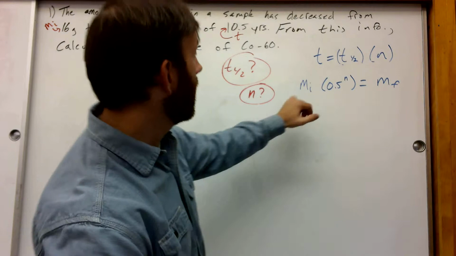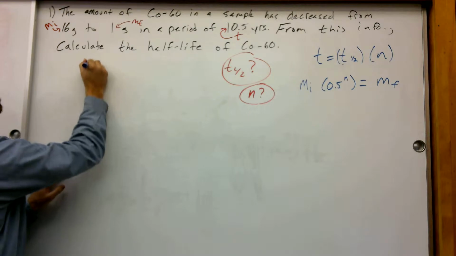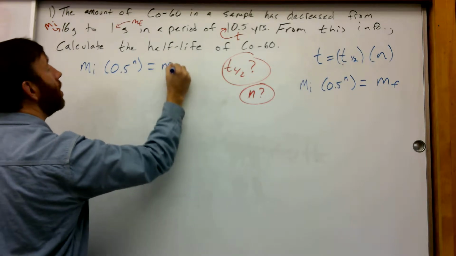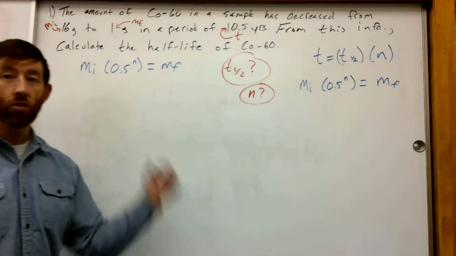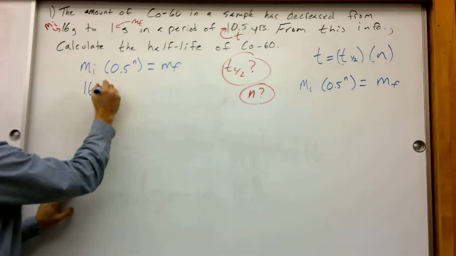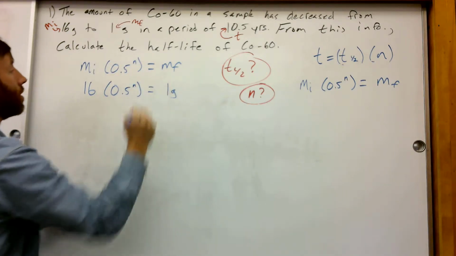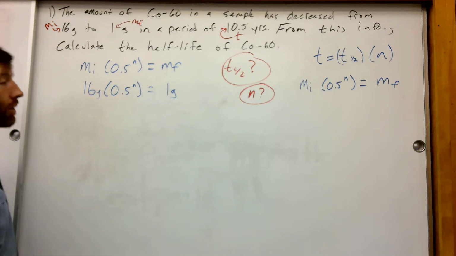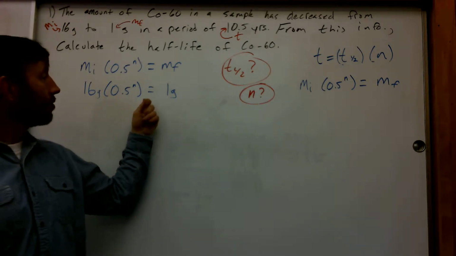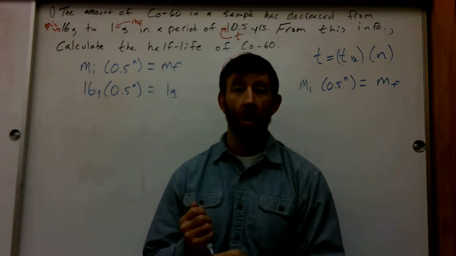So I want to use my MI times 0.5 to the N equals MF. I'm just going to rewrite my formula, and substitute the actual values in for the symbols, the ones I know. I know MI is 16, and I know MF is 1. All right, let's put some units in there. So what this tells me is 16 times 0.5 to the N power is going to give me a final answer of 1 gram, okay?